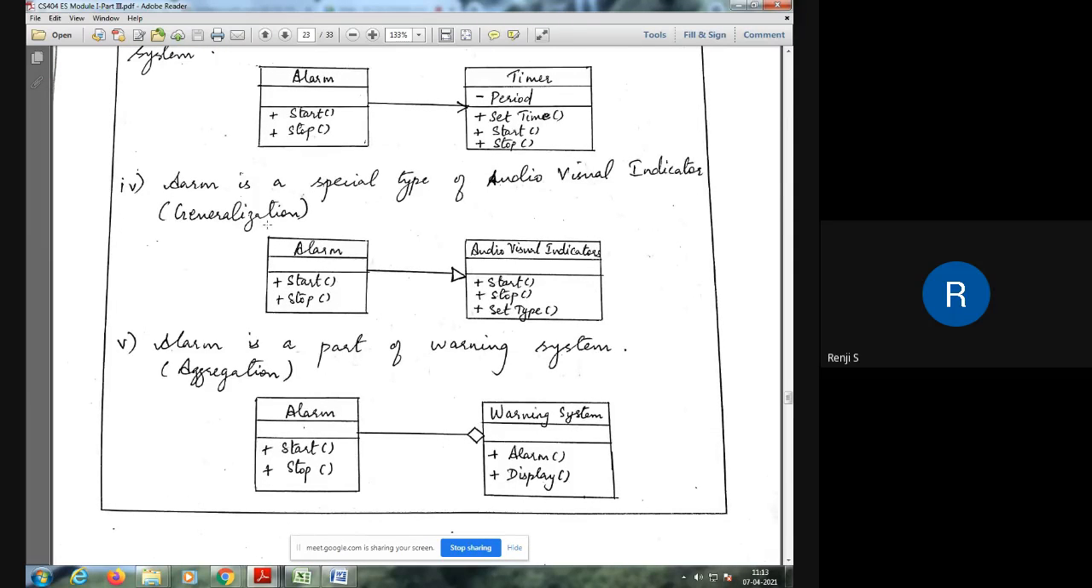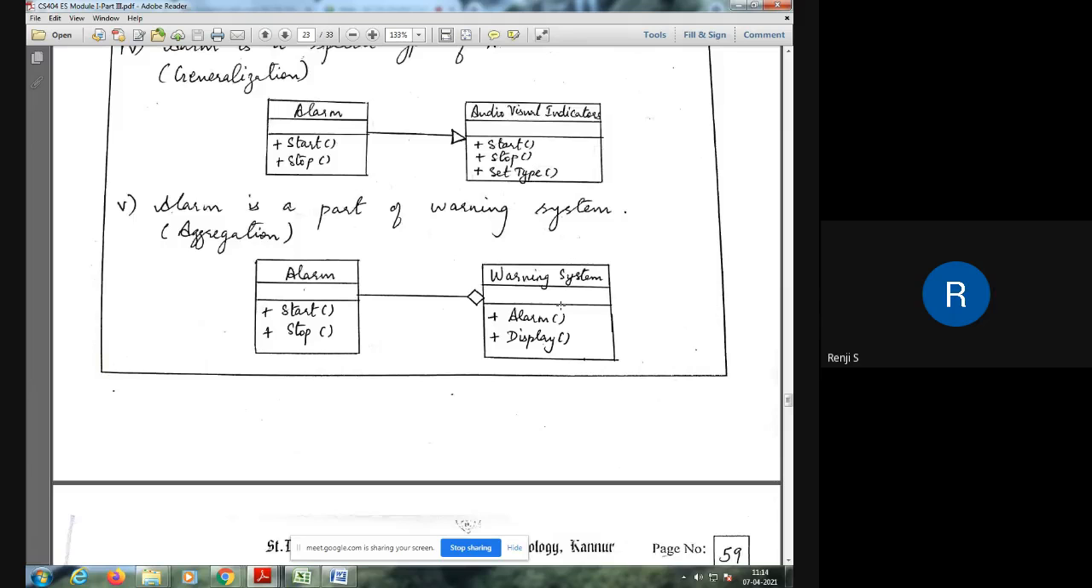Now, this is an example of generalization where the audio visual indicator is a special type of alarm class. There are different types of alarm classes, and one special class is the audio visual indicator class, which is a type of alarm class. And so to show the specialization, that is, audio visual indicator is a specialized class of alarm class, we use this relationship. So specialization and generalization are two opposite terms. Audio visual indicator is a specialized class of alarm, and alarm is the generalized class of audio visual indicator.